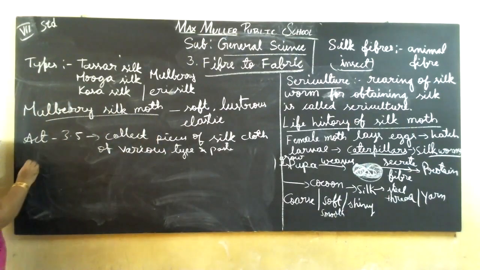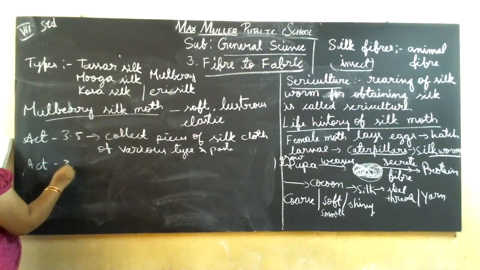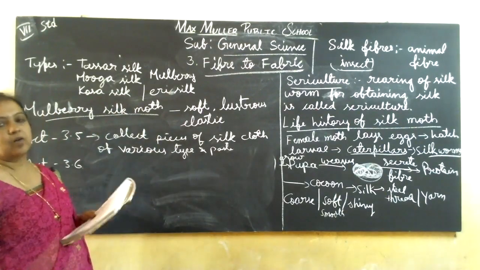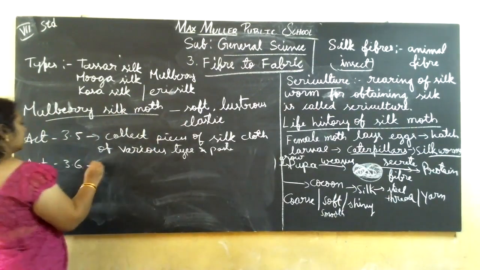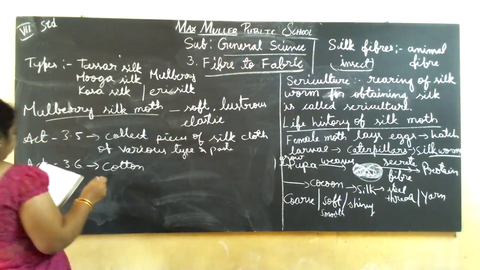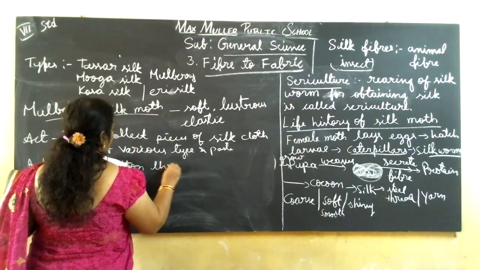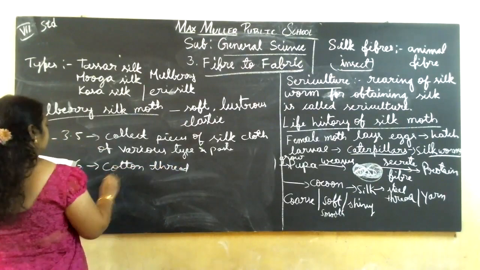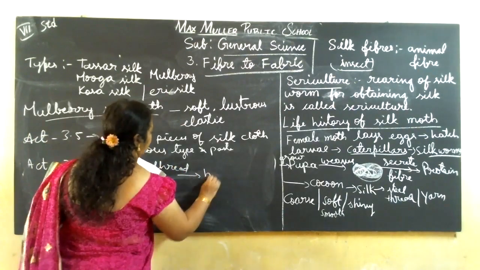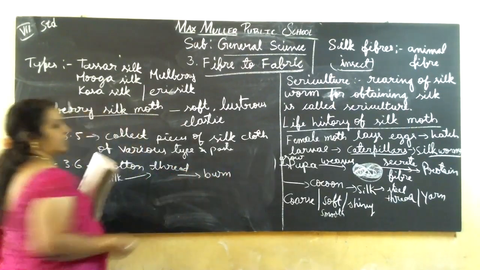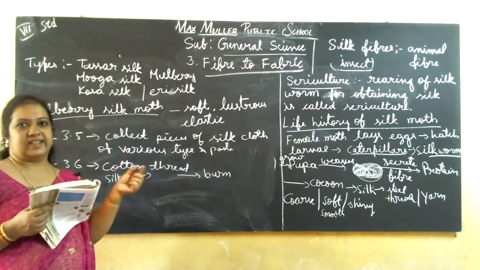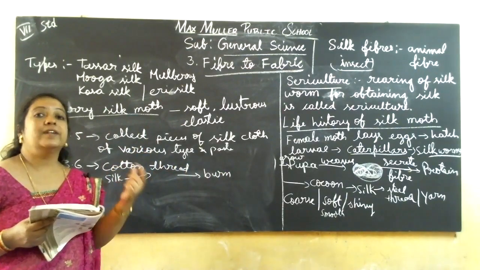Then activity 3.6. Here they are telling you to take an artificial synthetic fiber or cotton fiber. So take cotton thread and silk thread, and burn both and see. Take a burning candle, and hold a piece, or a thread is also enough. Hold a thread and see how it is burning.